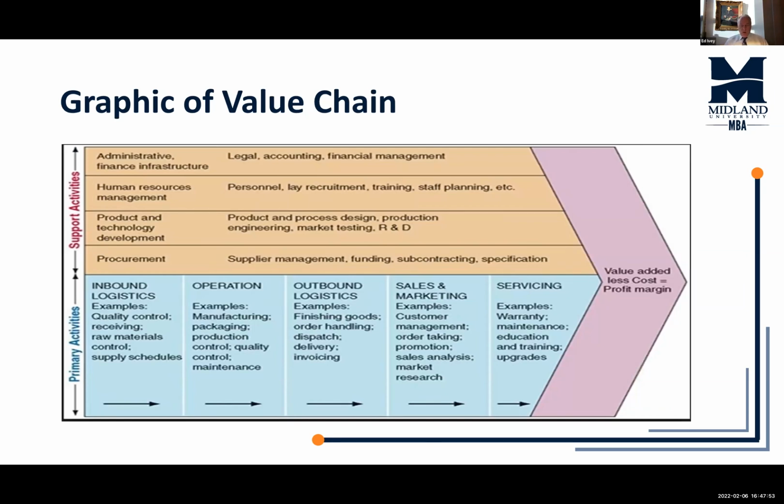So we see our inbound logistics. We see our primary activities down at the bottom. We see our support activities, or our secondary activities, at the top. Again, our primary activities: inbound logistics, operations, outbound logistics, sales and marketing, servicing. These are examples. Quality control for inbound logistics. Operations, anything that is transformational. Outbound, anything that is allowing you to distribute, to get that product to the customer.